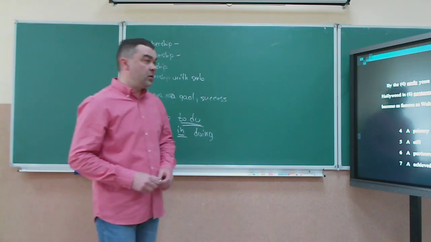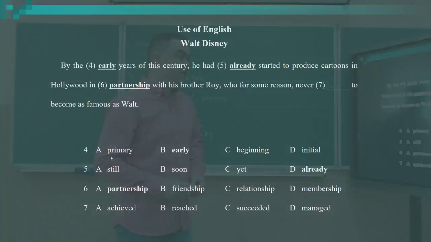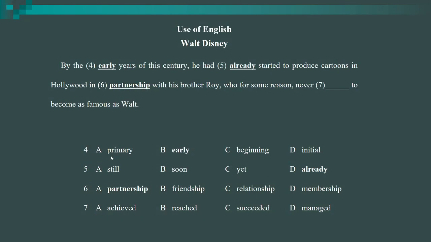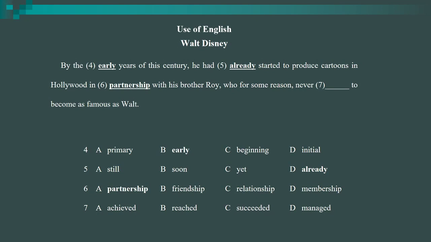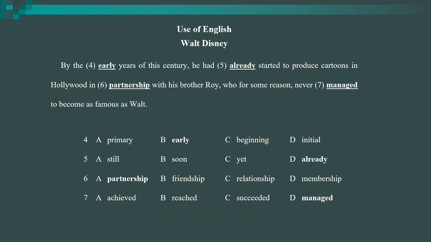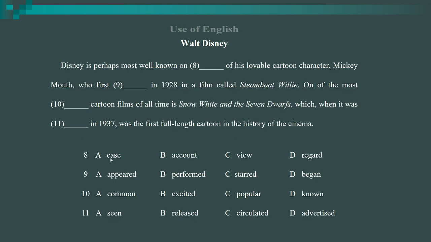Again, let's have a look at our text. So Roy, who for some reason never to become famous. The main hint here is to become. So it means that we should use to manage to do. Never managed to become as famous as Walt Disney. Let's proceed. So Disney is perhaps most well known on blank of his lovable cartoon character Mickey Mouse.